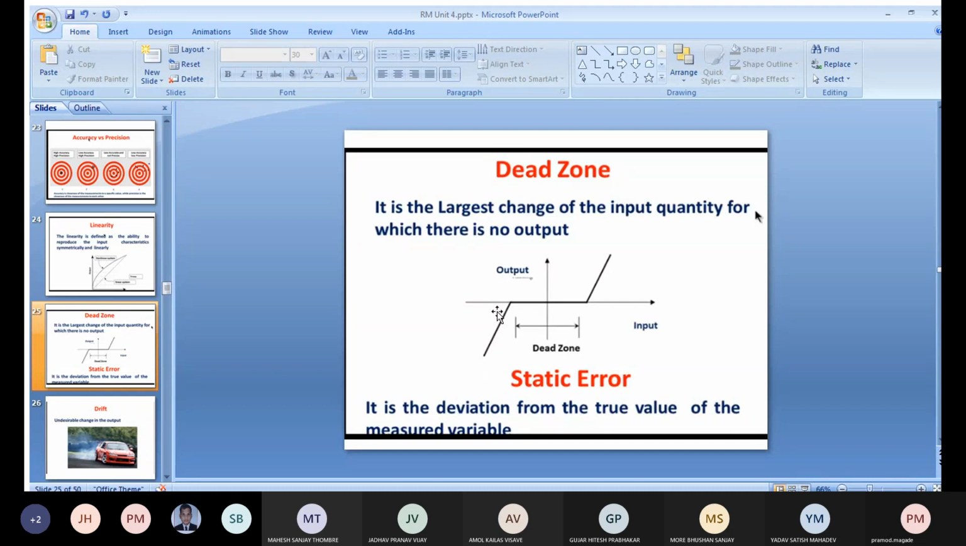So input either vary or reduce, plus side or minus side. Something different or fluctuation will be there. But in case of dead zone, there is always constant. The constant nature should show with respect to input and output. So you can see it is the largest change of the input quantity for which there is no output. So it will be the constant. डेड झोन ज्याचं काय आपल्याला काम नाही, पण ह्याच्यात हे क्लिअर होतं की एखादा डेटा जर मी स्टेटस ॲज अ इनपुट घेतला तर तो कॉन्स्टंट किती काळापर्यंत राहू शकतो, ते आपल्याला क्लिअर होतं. So that we call as a dead zone.